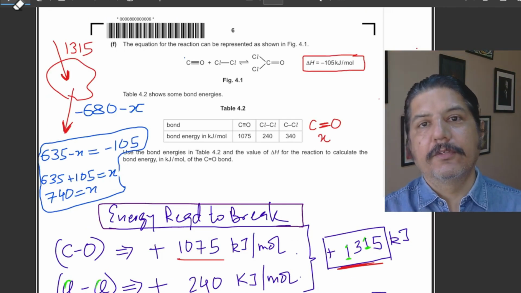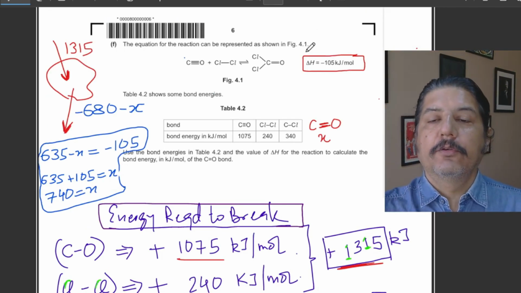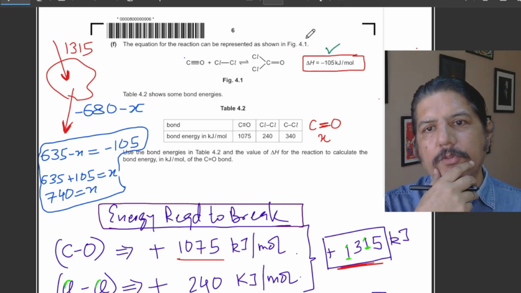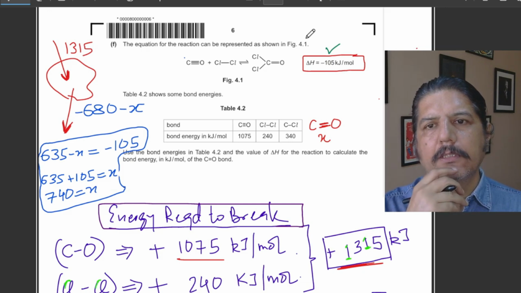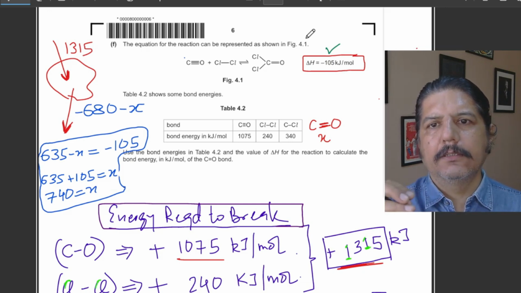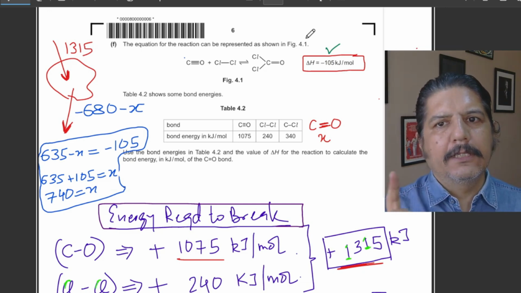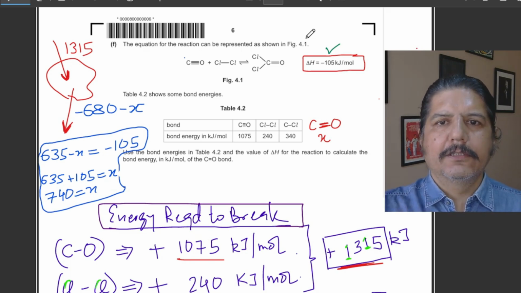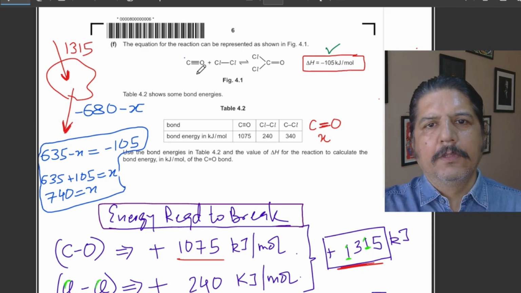Question. This is a pretty interesting question, because here the enthalpy of the reaction is already given. Usually in enthalpy of reaction calculations, we have to find the enthalpy of the reaction. But here the enthalpy is given. So what is the question about? Let us look at it carefully.